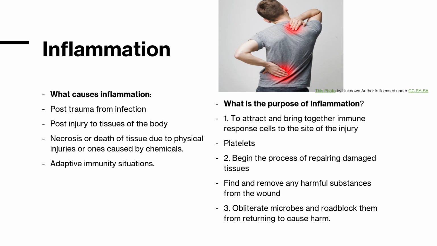The process of inflammation, step 2, is to begin the process of repairing the actual damaged tissues. This is again where the platelets begin doing their thing. They are going to find and remove any harmful substances from the wound to keep it from getting infected. And then they will obliterate or destroy microbes and roadblock them from returning to cause harm to the human host.